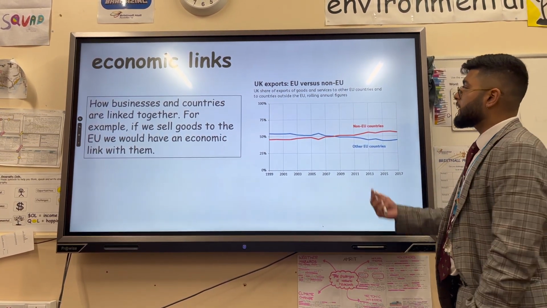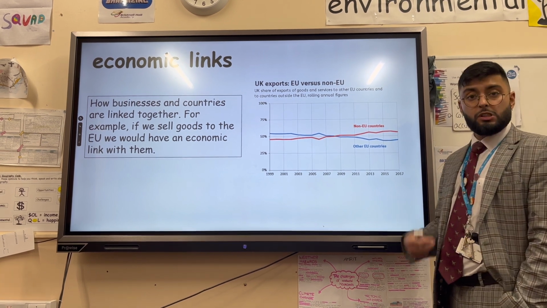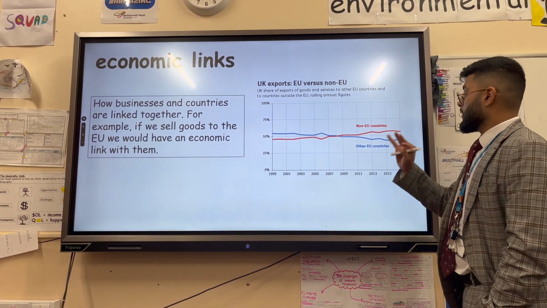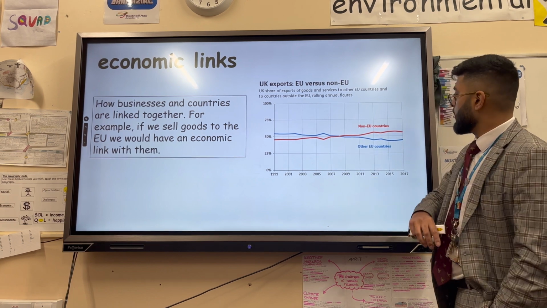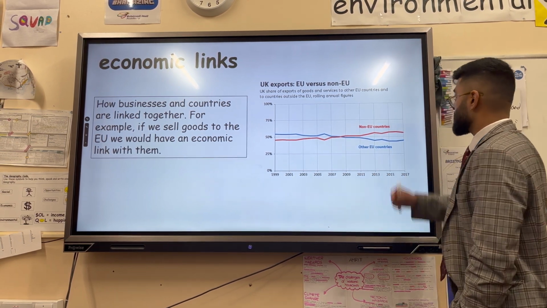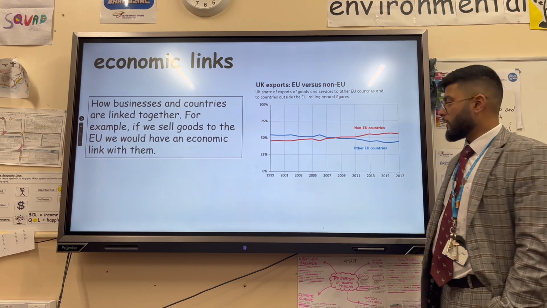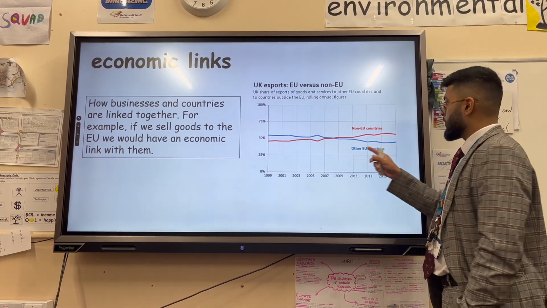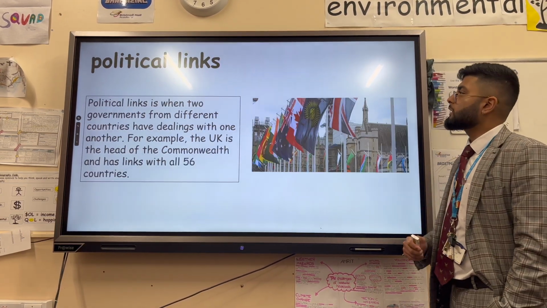And you can see here the trend, the UK's exports are where we send products to. Since about 2009, we have exported more products to non-EU countries, so we've sold more products to non-EU countries than we have to other EU countries.